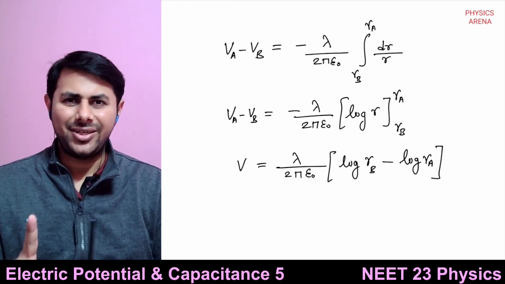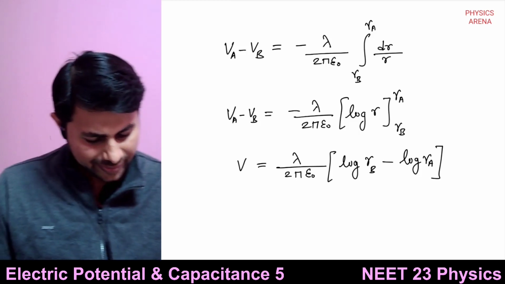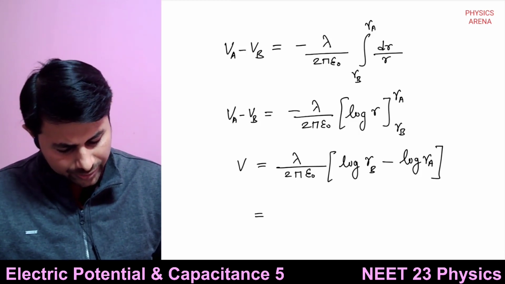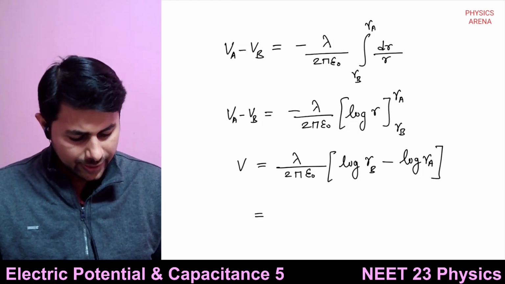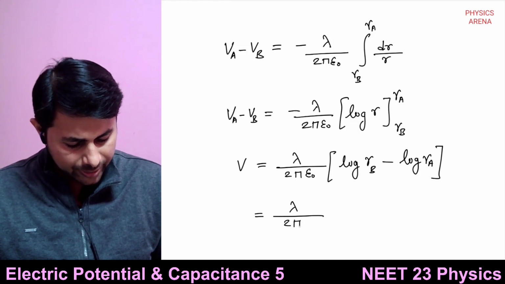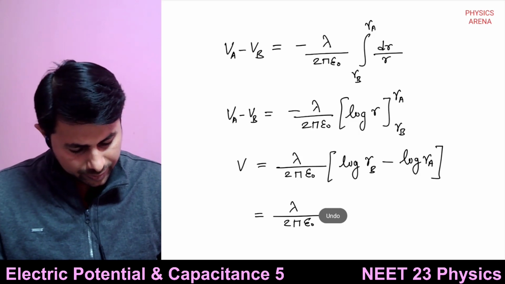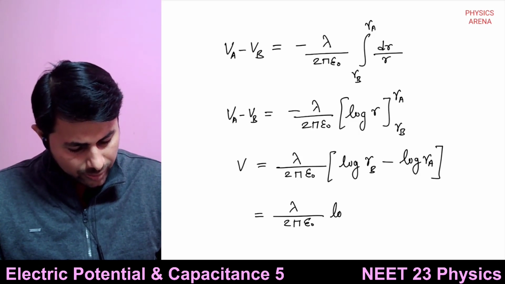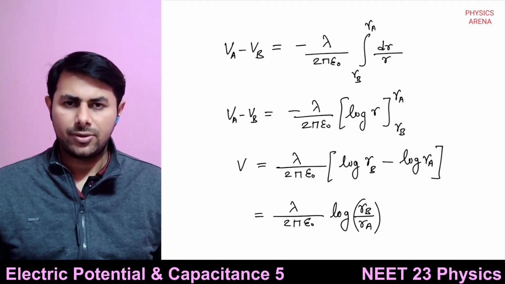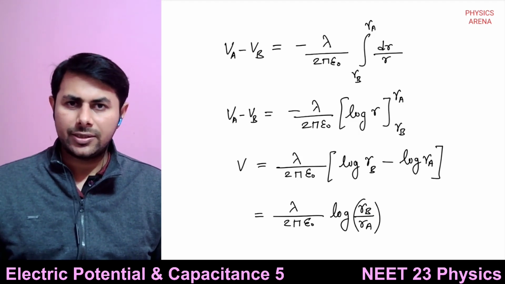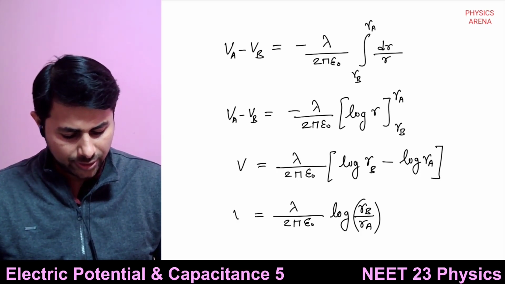So that was one wire. These are two hollow coaxial cylinders. The potential difference between these two cylinders is lambda upon 2 pi epsilon naught multiplied by log of RB upon RA. And this log is always the natural log, unless we write log to the base 10, it is always the natural log.